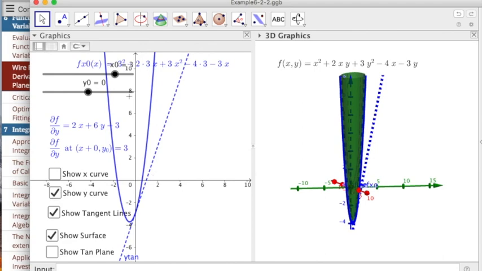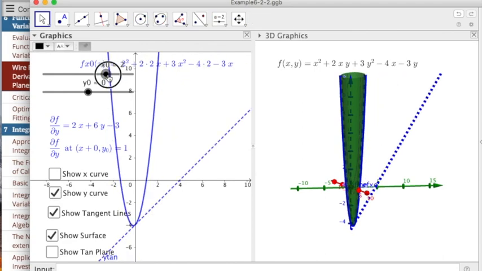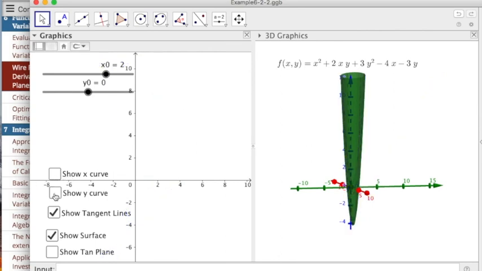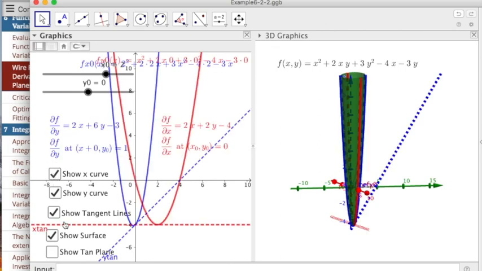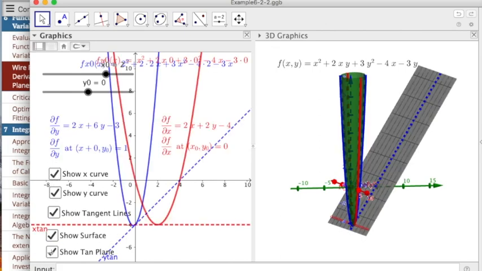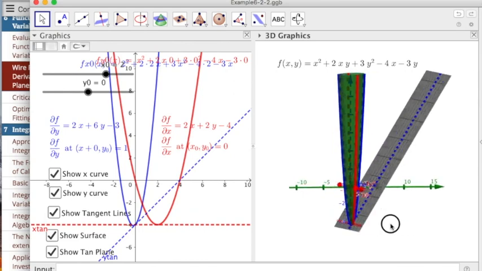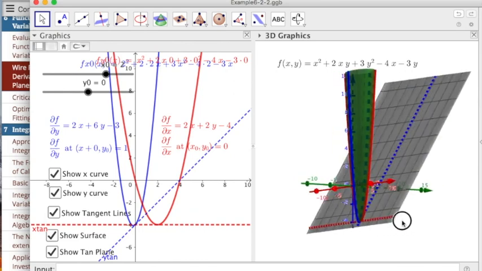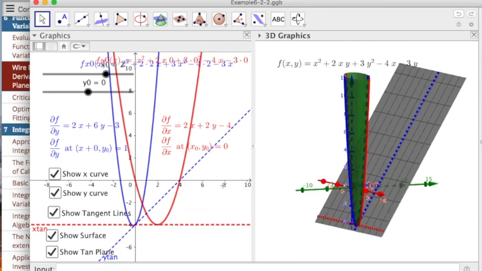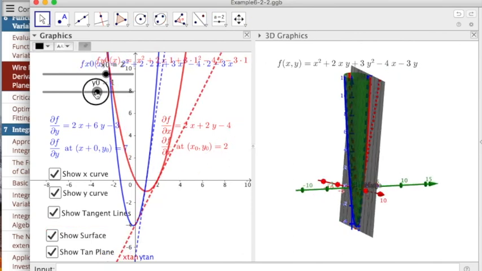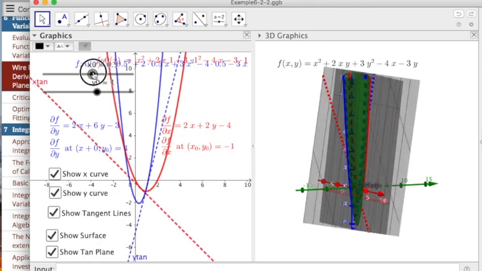Now, the one thing we can add to that is if instead of looking at the curves, I want to see the tangent lines, and then I'm going to look at the tangent plane. The tangent plane should be the plane that contains those two tangent lines. And we notice as we look on it sideways, it contains the two tangent lines. And I'll get the same thing wherever I move my base point.